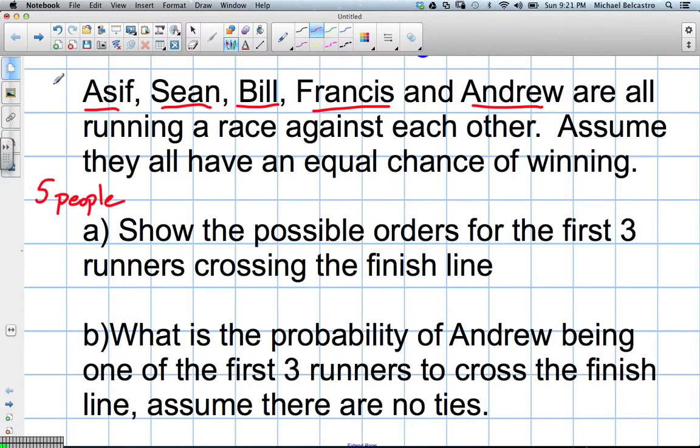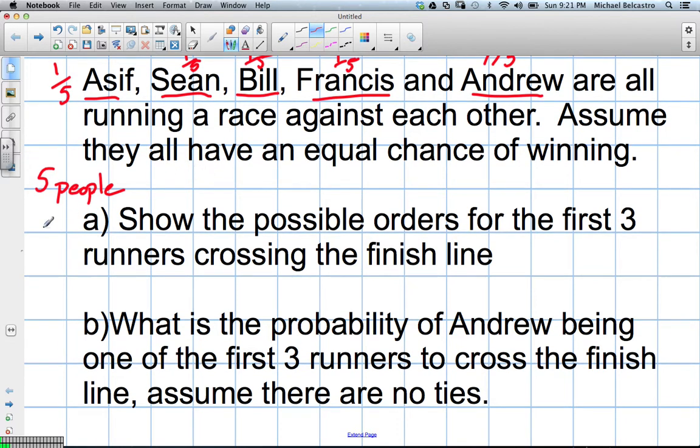What would Asif's chance of winning be? 1 in 6. Well, how many guys are there all together? Yeah, exactly. Which means Sean's is 1 out of 5. Bill? Also 1 out of 5. Exactly. They're all 1 out of 5 chances. Great.